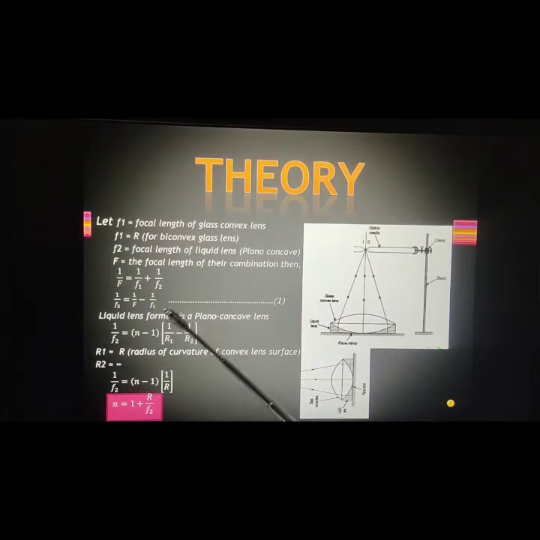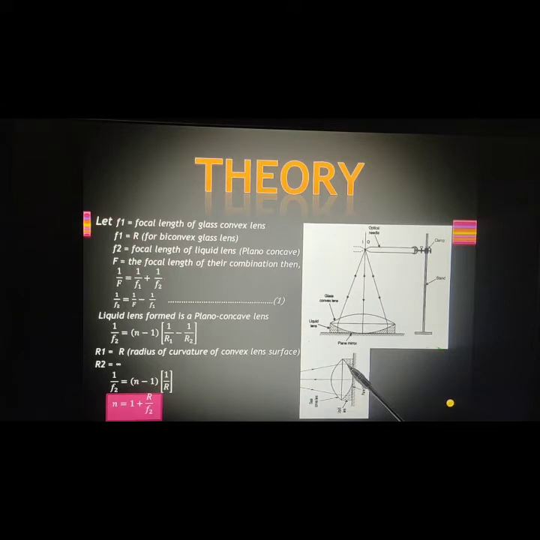Now once f2 is obtained, you have another method also to obtain f2 using the lens maker's formula. Now this is the lens maker's formula, and observe this diagram here. It's the same diagram which is rotated through 90 degrees. Now we will concentrate only on the liquid lens.